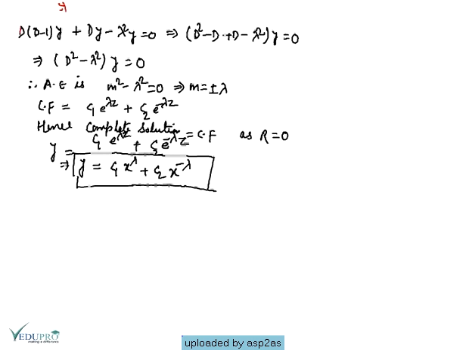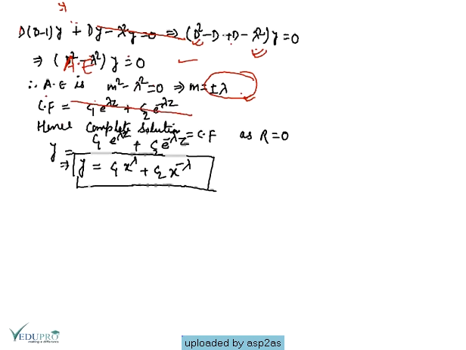So after putting all these substitutions we have D into D minus 1 y plus D y minus lambda square y is equal to 0, which implies D square minus D plus D minus lambda square y is equal to 0. So finally we have D square minus lambda square y is equal to 0. So in this way the auxiliary equation of this differential equation is m square is equal to lambda square, where m has plus minus lambda as roots. So m has two roots, plus lambda and minus lambda.